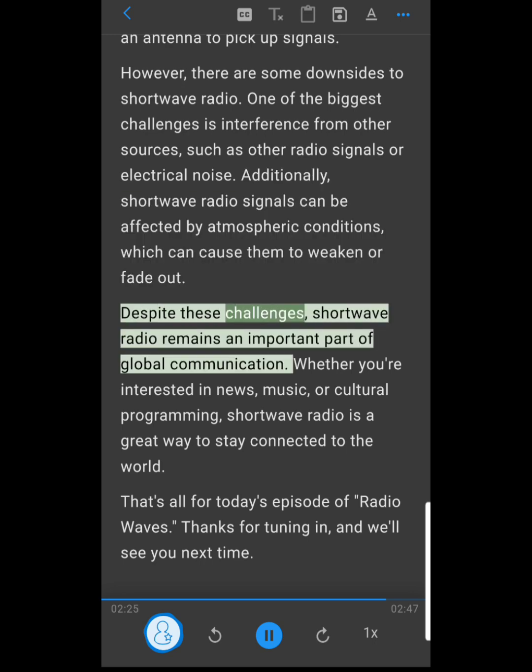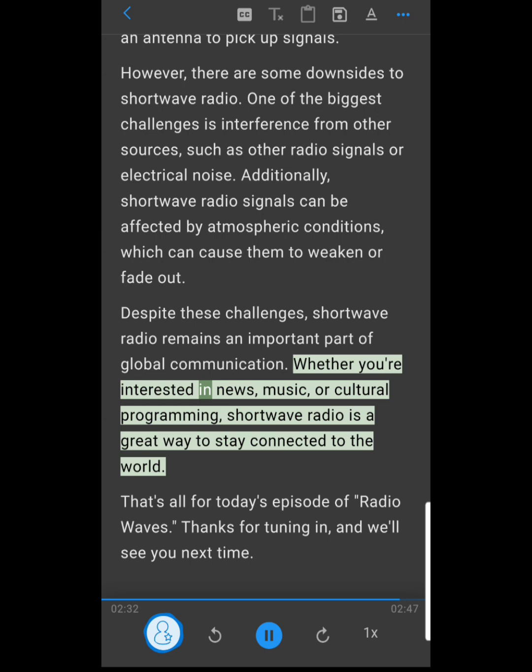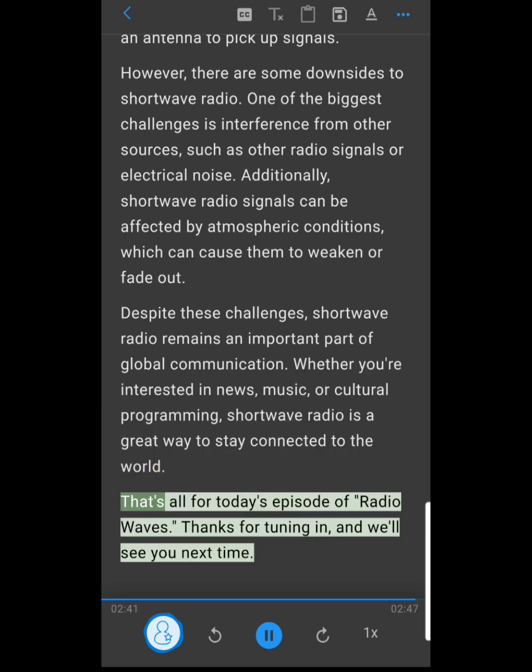Despite these challenges, shortwave radio remains an important part of global communication. Whether you're interested in news, music, or cultural programming, shortwave radio is a great way to stay connected to the world.